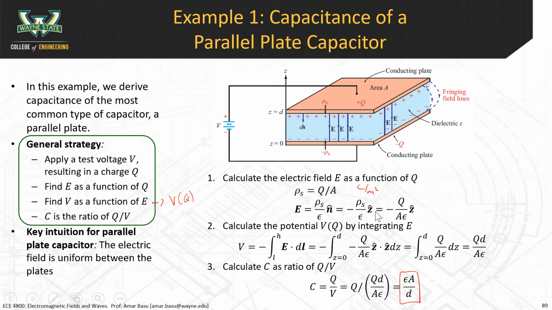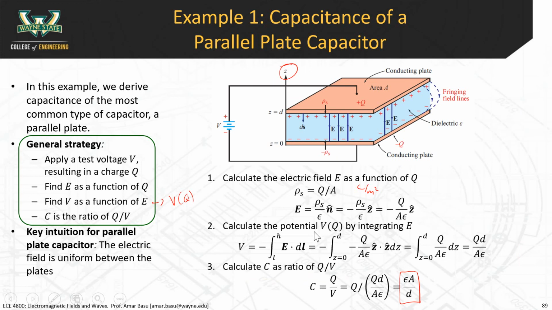It's z hat. This is our z axis here. Just circling that for you. So it's in the negative z hat direction. And rho sub S is equal to Q over A, so you substitute that in here. Great. First step done, you have electric field as a function of Q.